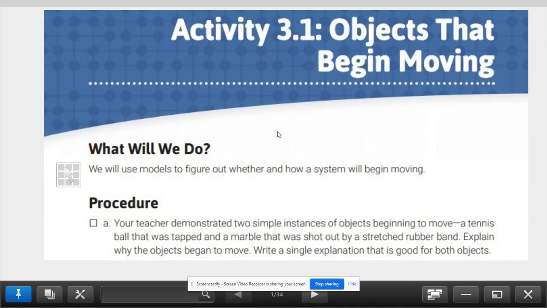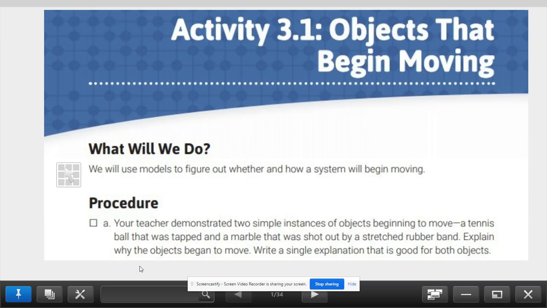As that video plays, underneath part A where it says procedure A, there's some white space on your paper. I want you to record a couple of observations. What do you notice? When does the ball start moving? How does the ball move? When does the ball stop moving? Why does the ball stop?